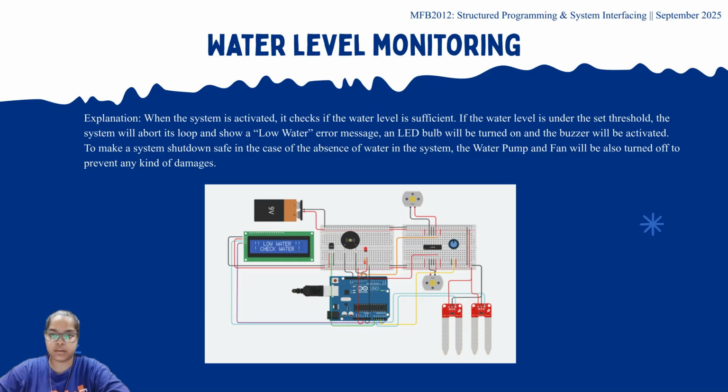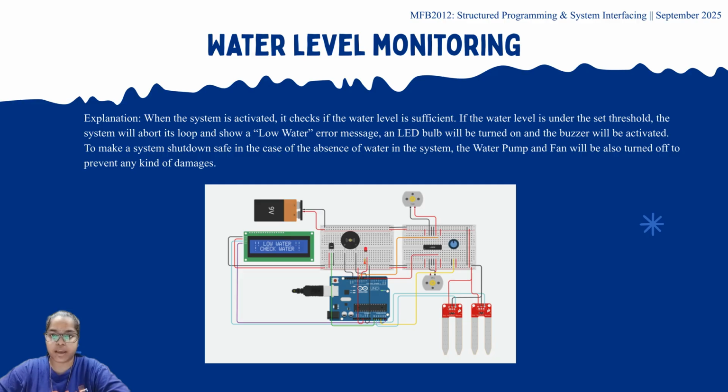First, the system immediately aborts its current operational loop. It then displays a clear low water error message on the LCD screen, as you can see in the diagram here. An LED indicator illuminates and a buzzer activates to provide both visual and audible alerts. Crucially, for safety and to prevent damage, the system performs a complete shutdown. This means the water pump and the fan are immediately turned off.